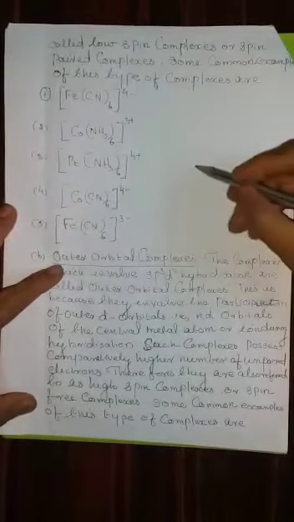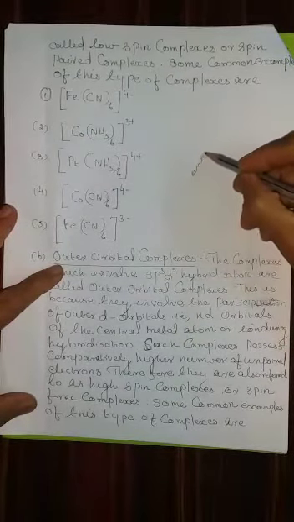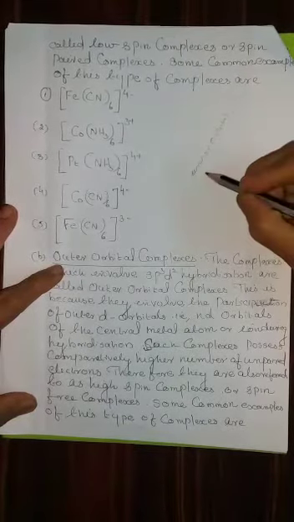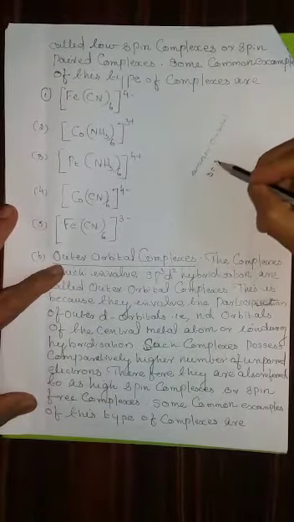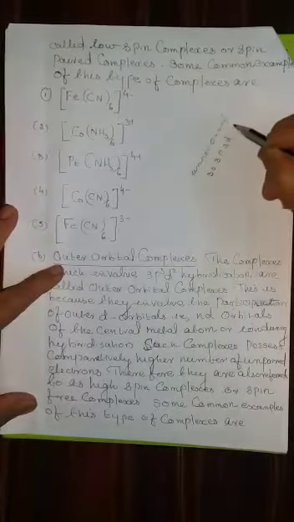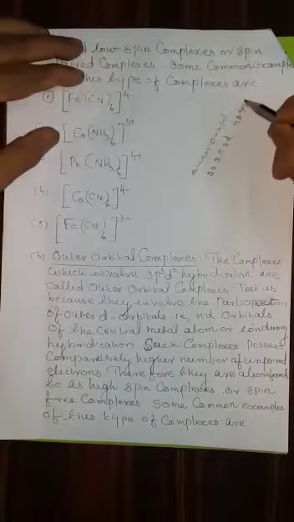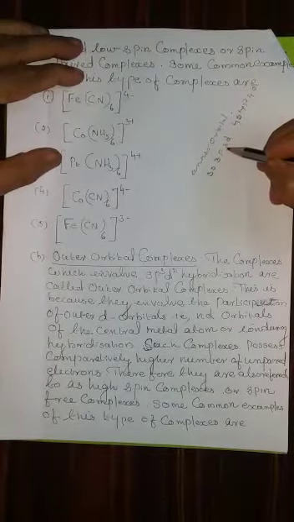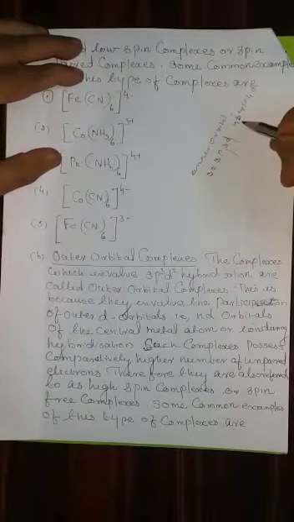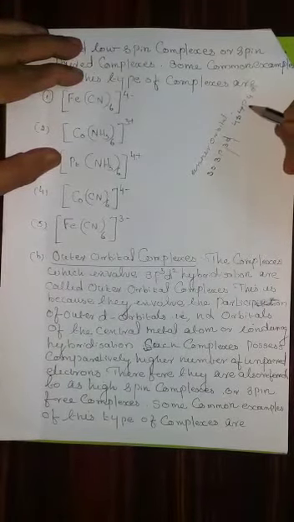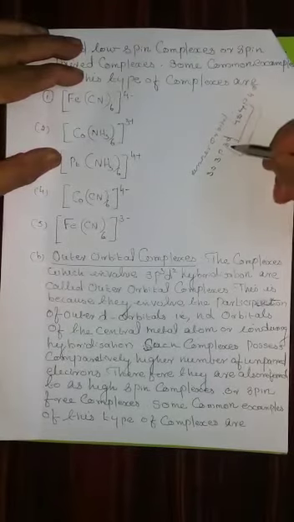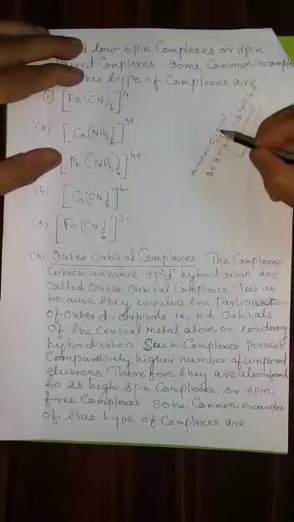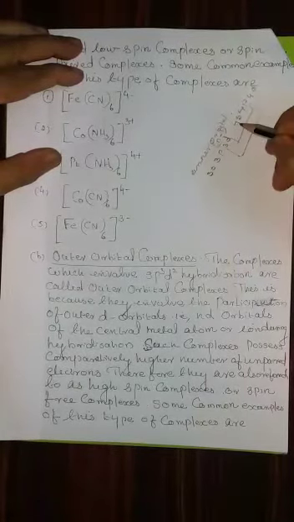For the meaning of inner orbital, it means hybridization. For example, 3s, 3p, 3d, 4s, 4p, 4d. If this is the arrangement, if the 3d and s and p are hybridized, this is called inner orbital. That means the n-1. Here n is equal to 4.